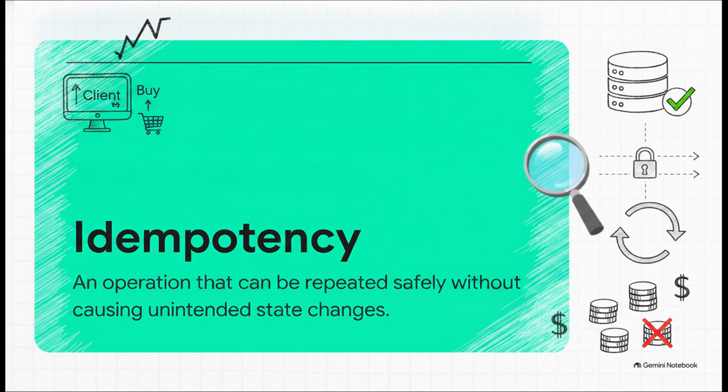Picture this. A client sends a buy order. Your server processes it flawlessly, but then boom, the network drops before the success message gets back to the client. What are they going to do? They're going to hit retry. If your API isn't idempotent, that innocent little retry creates a disastrous duplicate order.